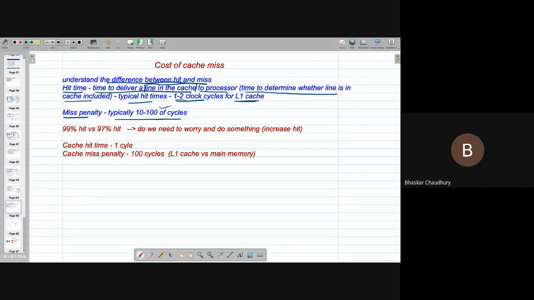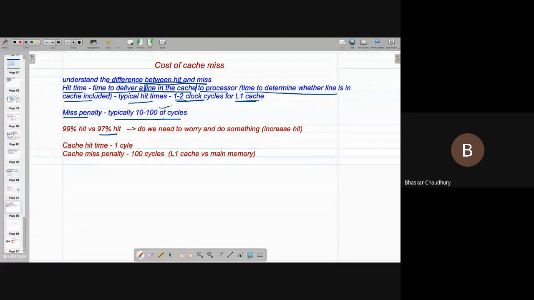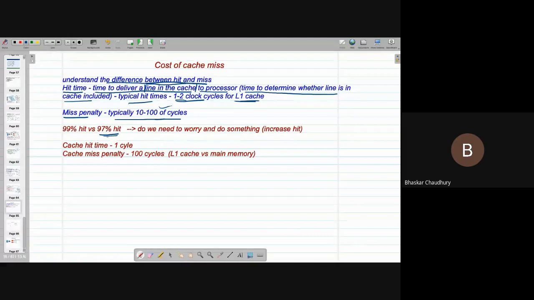Suppose you have a profiler which has been given to you, and you use that profiler on your code, and you find that you got a 97% hit. And let's say someone else has developed the same code, same algorithm, and theirs is giving 99% hit. Do we need to worry about this, or is it something we don't need to worry about?